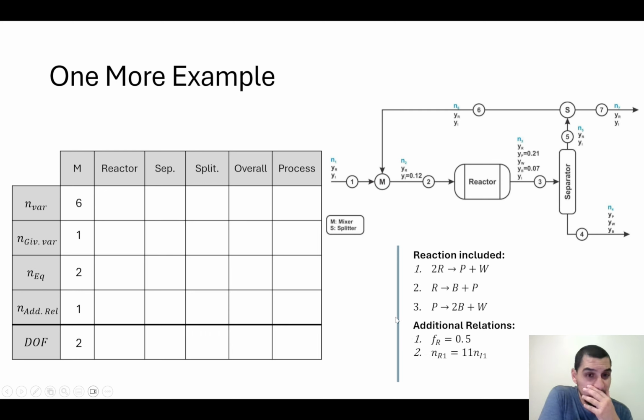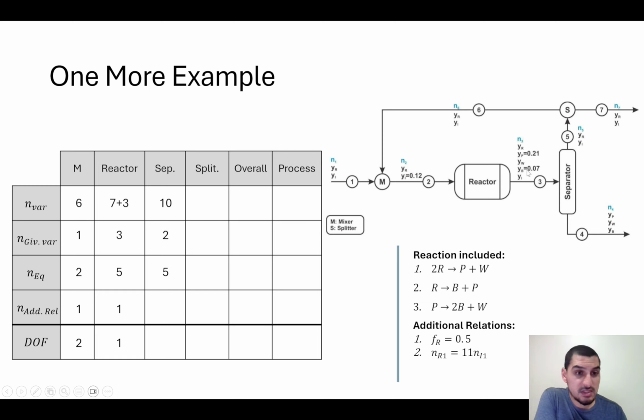The reactor, we have 7 plus 3, so it's 10 variables. The number of given variables is 3. The number of equations is 5 components, so it's 5 equations. The number of additional relations is 1, which is the fractional conversion, so degrees of freedom is 1 for the reactor. Solving the separator, the number of variables that we have is 5 plus 2 plus 3, so it's 10. The number of given variables is only 2. The number of equations is 5.